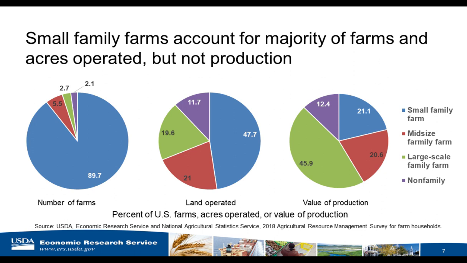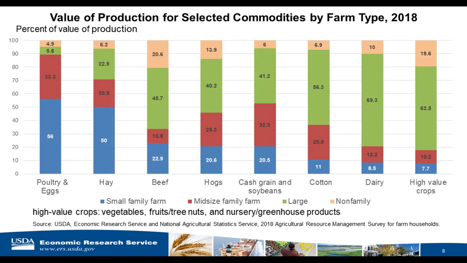Now we will look at the distribution of the value of production by farm typology and commodities produced. So just as a reminder, the group of small farms has annual gross revenue less than $350,000, and this is comprising the retirement, off-farm occupation, low sales, and moderate sales classes. And mid-sized farms have annual gross revenue of $350,000 to less than $1 million. And large-scale farms have annual gross revenue of $1 million or more, comprising large and very large family farms.